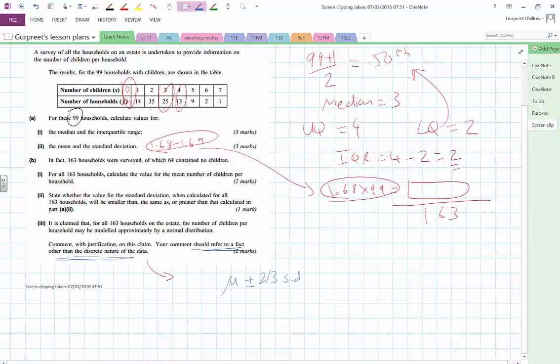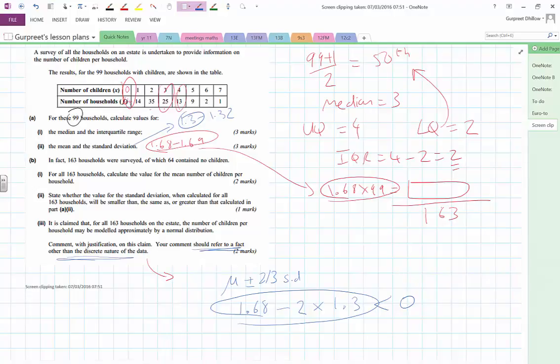Now the standard deviation, which I didn't mention here, was the accepted answer between 1.3 and 1.32. So let's say I take the 1.3 figure. Well, your mean's 1.68. If you subtract 2 lots of 1.3, that number's less than 0. And this is the kind of calculation you have to show, because in this context, the number of children, you can't have a negative number. That is why the normal distribution is not an appropriate model, and you have to say that in words.